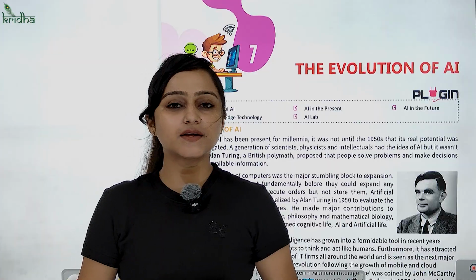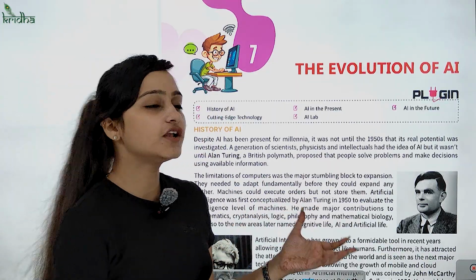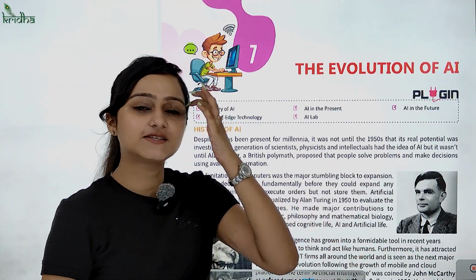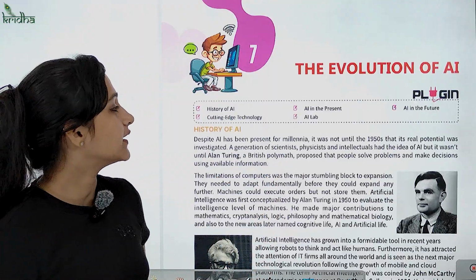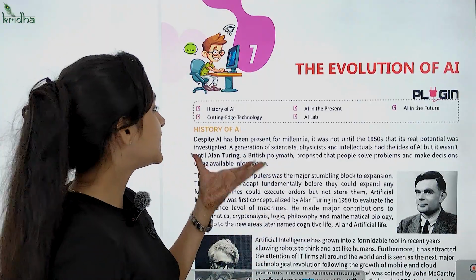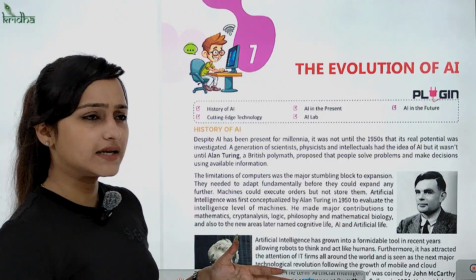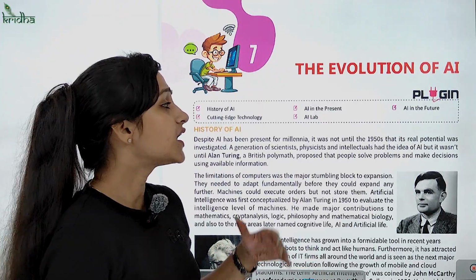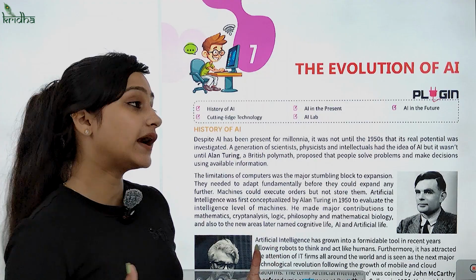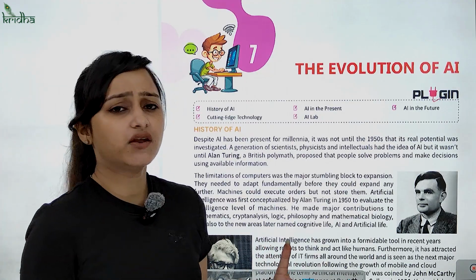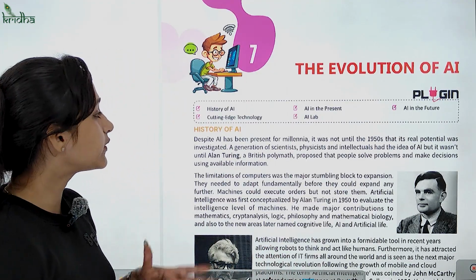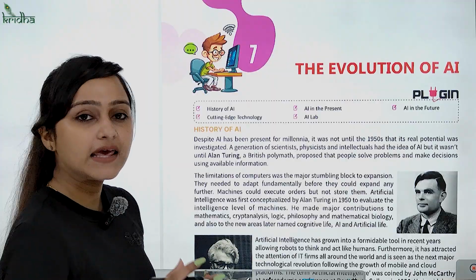Today we are going to begin with lesson number 7, the evolution of AI. So let's begin with this lesson. In this lesson we are going to study the history of AI, AI in the present, AI in the future, and we are going to study cutting edge technology and the AI lab.